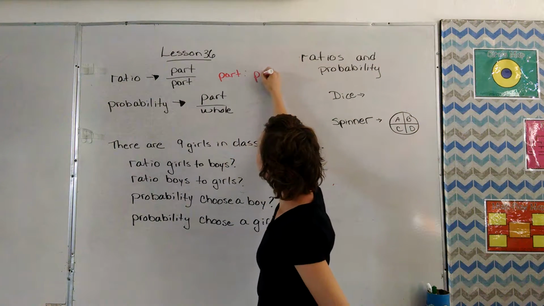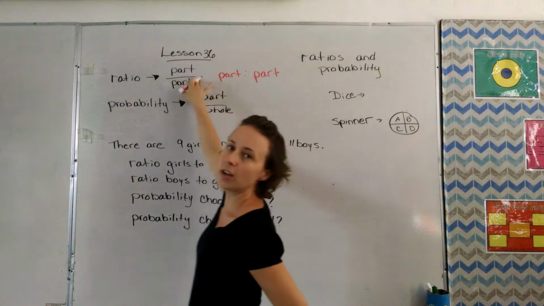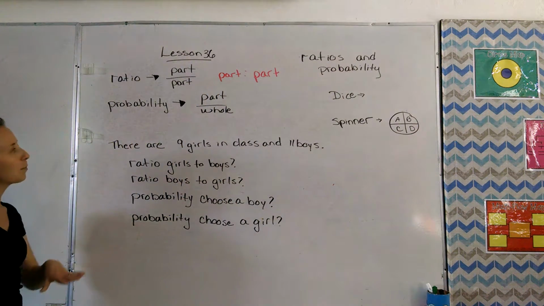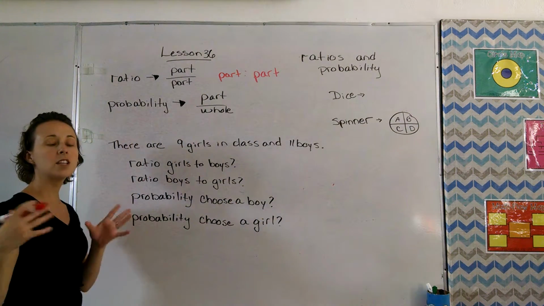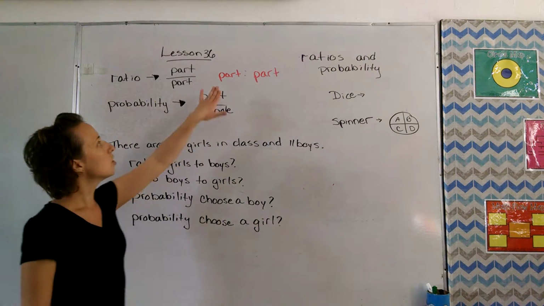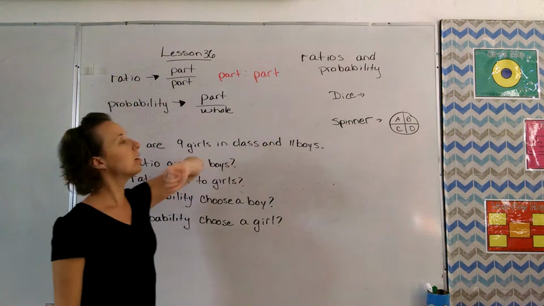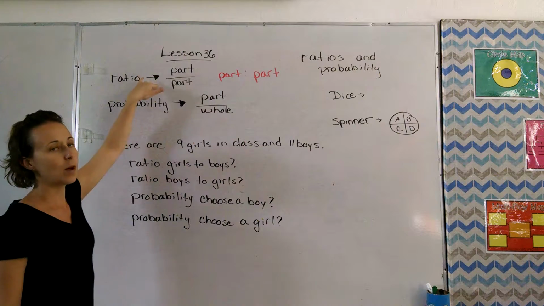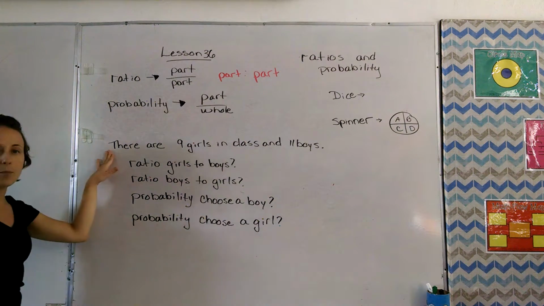to part. We use these in cooking a lot. For example, if you're to bake a cake, perhaps you need 2 parts flour to 1 part milk. 2 parts to 1 part. Let's look at an example.